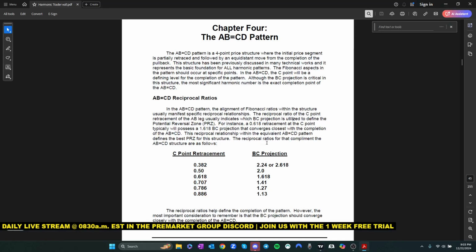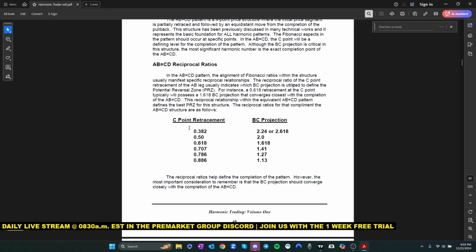The main thing with this being part 1 is the ABCD pattern, as it says here, is the basic foundation for all harmonic patterns. So the thing I would want you guys to study or look back on is the ABCD reciprocal ratios. Memorize them, so that if you see a retracement of 0.382, this is your projection, or a retracement of 0.50, 2.0 is your projection, or 0.618, 1.618 is your projection, and so on and so forth.